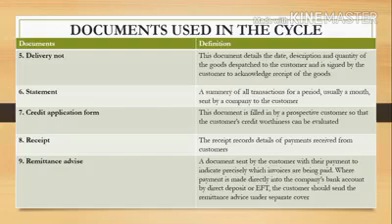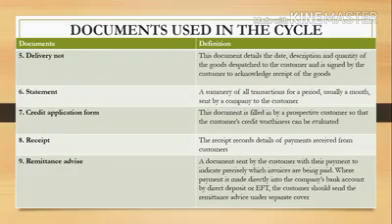That's why I also say it is very important to look at ISA 12 in terms of ownership. Here they say that if a customer hasn't acknowledged the goods, it means that the risk and rewards and ownership of those goods are still with the company and not with the customer. Number 6, statement. It's a summary of all transactions for a period, usually a month, sent by a company to the customer. Number 7, credit application form.